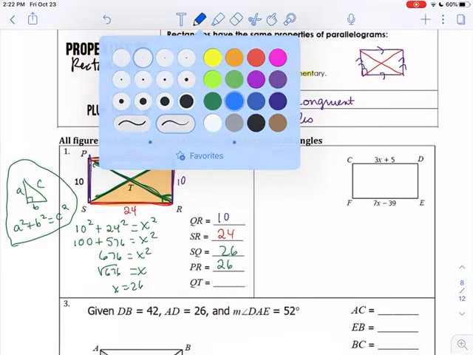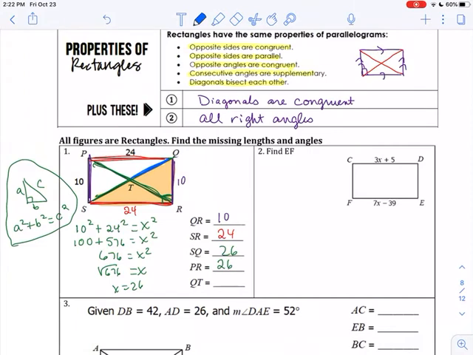PR is the other diagonal, and remember, diagonals are congruent, so I don't need to do that Pythagorean theorem over again. And then QT is this little section right here. I'll do it in blue. QT is this section. Remember, in a parallelogram, the diagonals bisect each other, so QT is just half of SQ, so it's going to be 13.